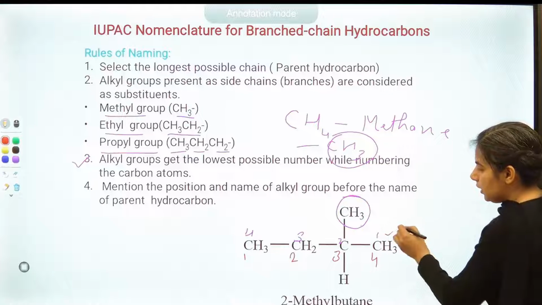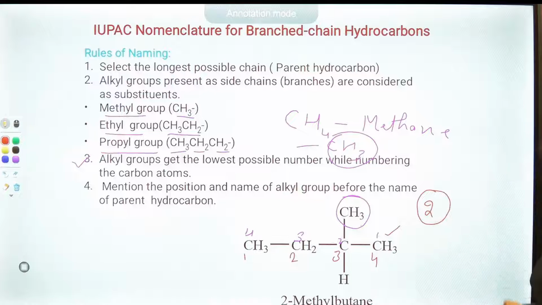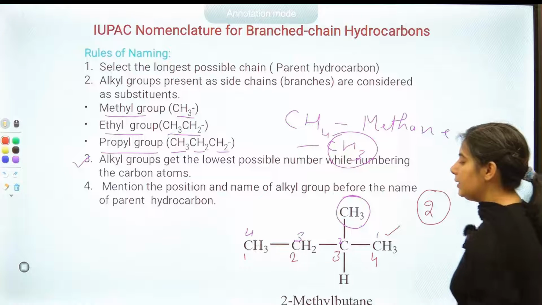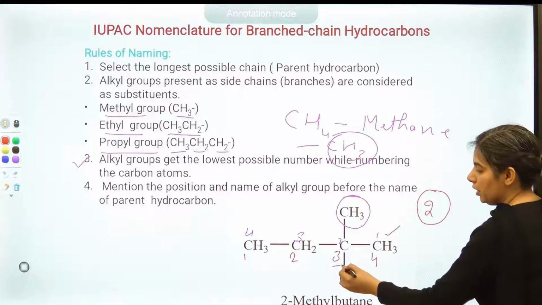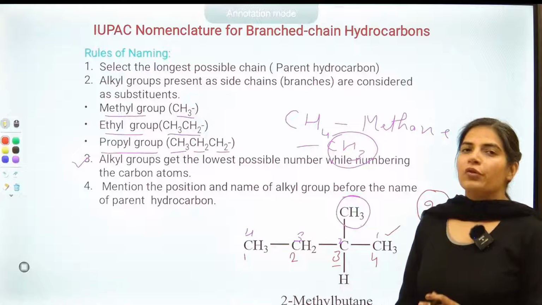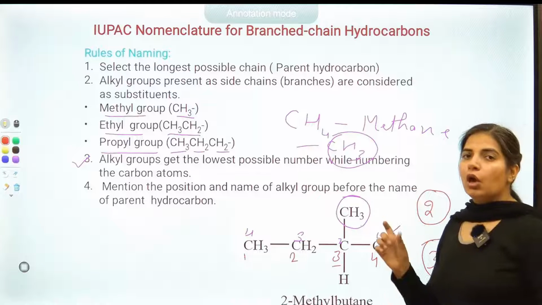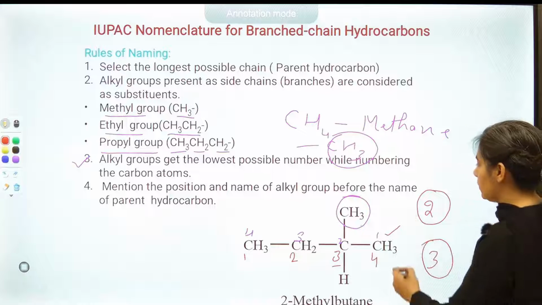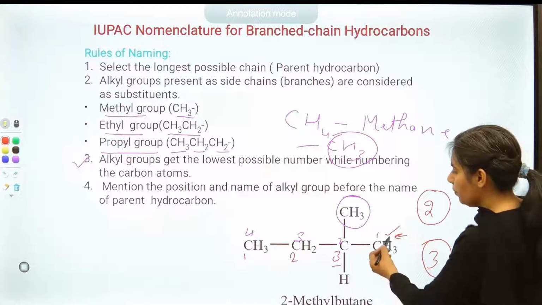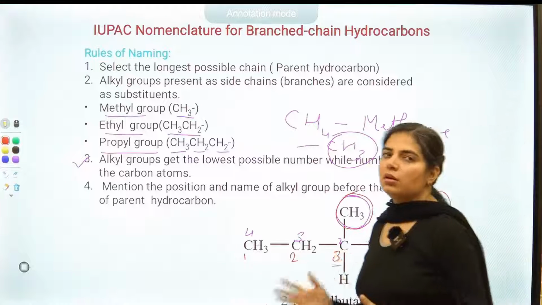If we consider this case, then our alkyl group is getting the second position, and if we are considering our numbering from there, then in that case the alkyl group is getting number 3. So which pattern do we have to choose? We have to choose the pattern where our alkyl group is getting the lowest number, and that is from this side. So we have to start numbering from this side so that our alkyl group can get the lowest number.